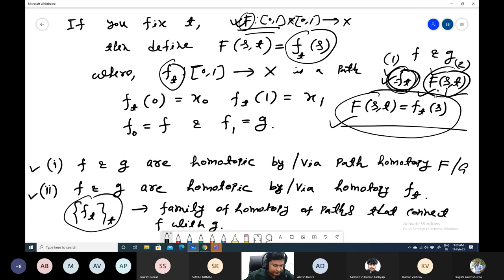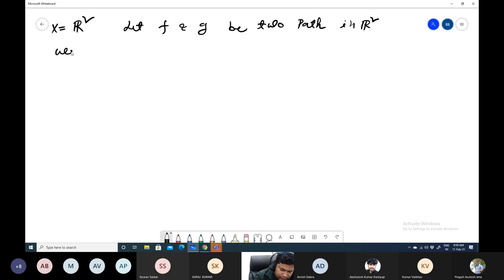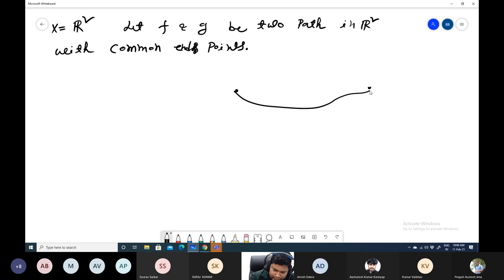Now we can give one example. I think Monisha gave that example in the last lecture. So say R2 is my topological space X, right? And we choose two paths. So let F and G be two paths in R2 with common endpoints. So this is my F and say this is my G. Okay, and it is in R2.